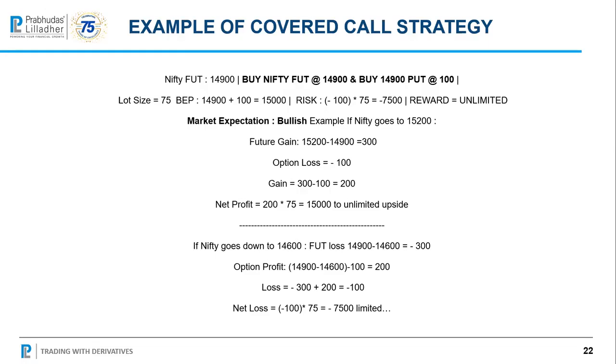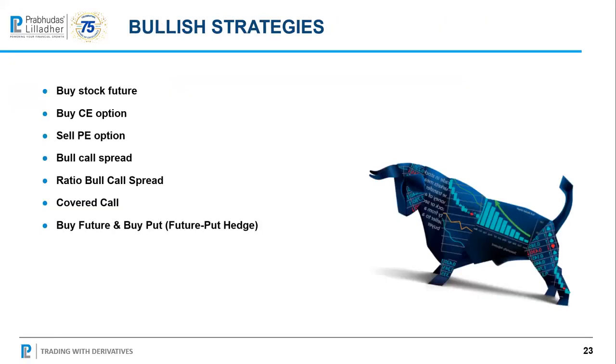Here, your net loss is only the option premium that you have paid, because your option, as the Nifty declines, will also give you profits. So this is how hedging helps.